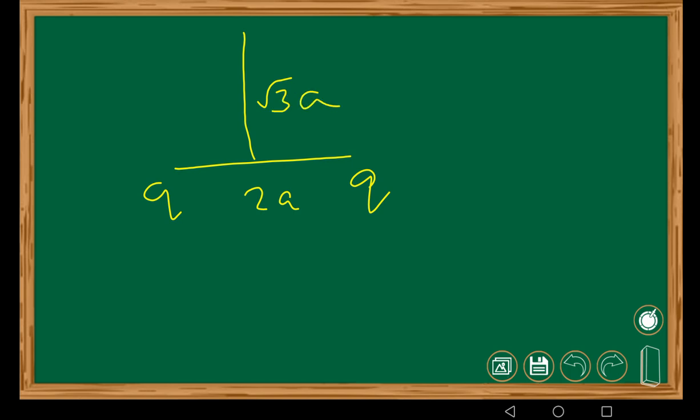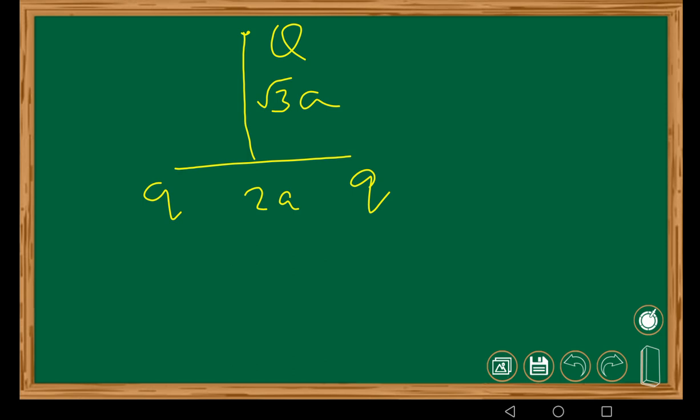Getting into the next question, let's see. The charges are small q here, small q here. They are separated by 2a distance, and on the perpendicular bisector, at a separation of root 3a, we have capital Q here. We have to find the net force on capital Q due to the two small q's.